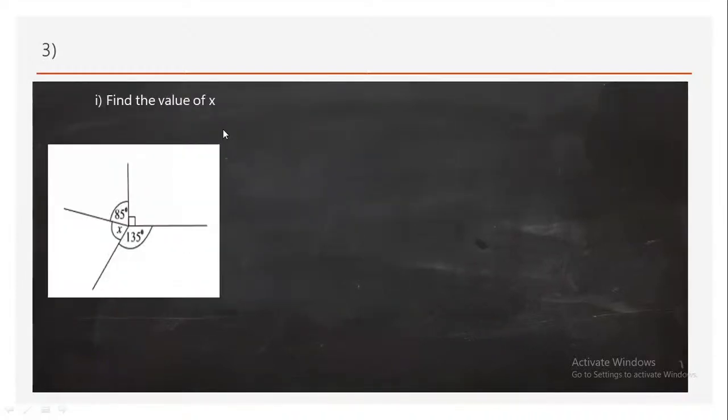Find the value of x. What can you say about this? We have learned during the angle lesson that angles at a point add up to 360. By using that concept, you can find the unknown angle x. Then x plus 85 plus 135 plus 90 equals 360, the sum of angles at a point.